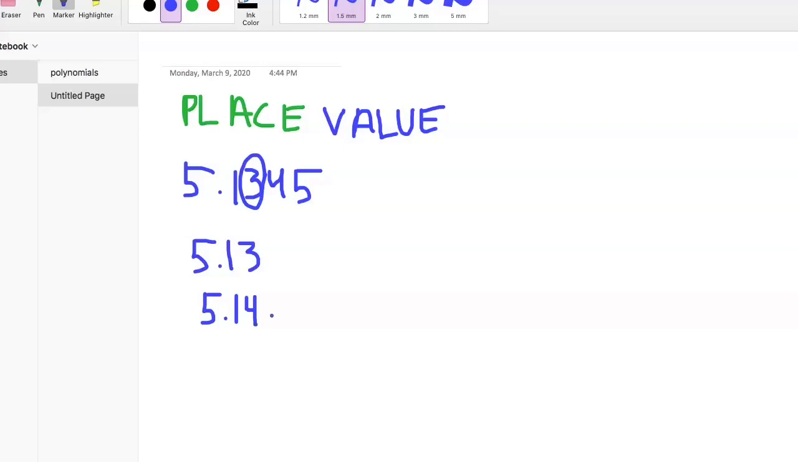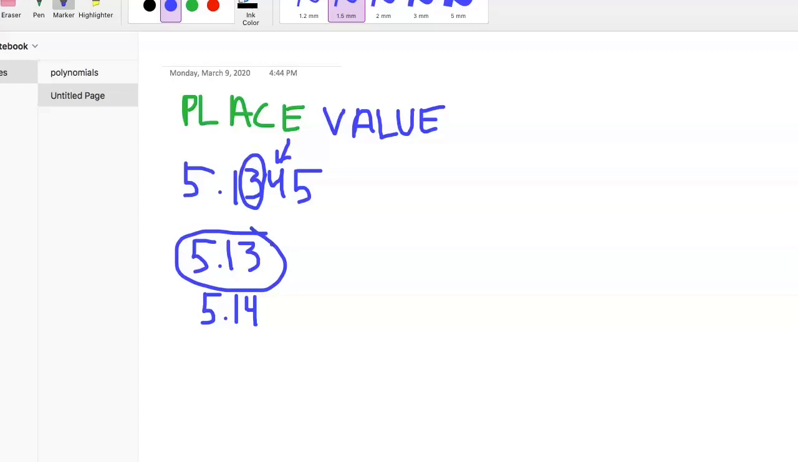Now really we're going to do the same thing. So we have 5.13, and then what's the very next number? The very next number we see right there is a 4. Again, remembering if it's 4, 3, 2, 1, or 0, we don't round up. If it's 5 or greater, we do round up. Because it's a 4, we don't round up. 5.13 looks like a great answer. So that's our answer if it's rounded to the nearest hundredth: 5.13.